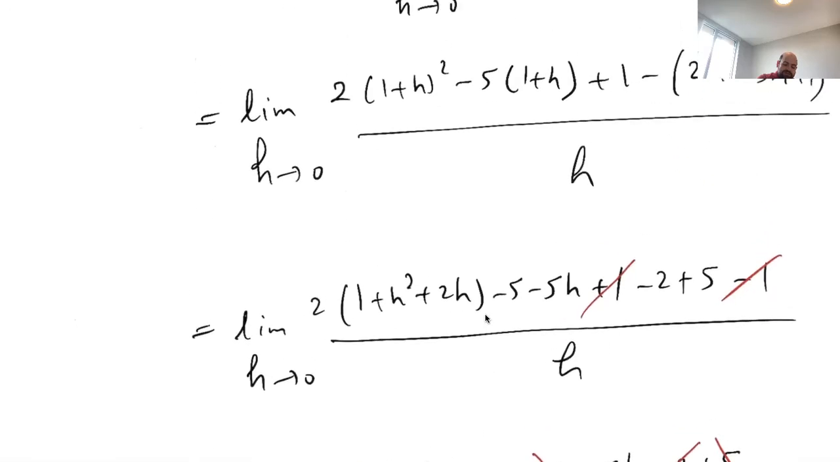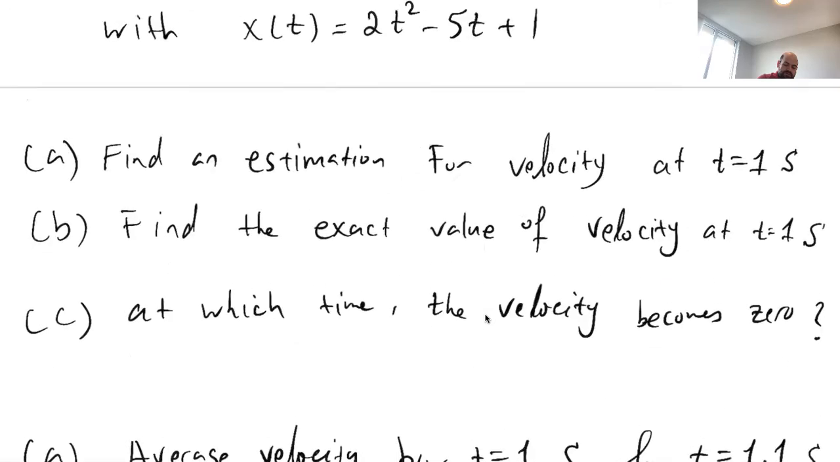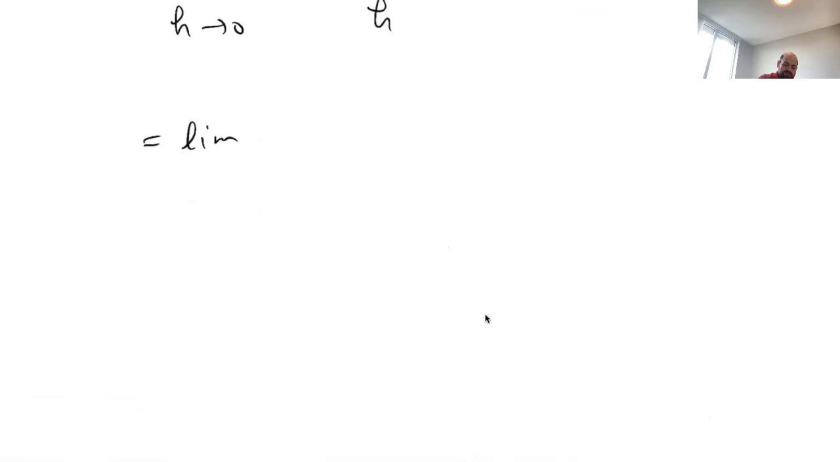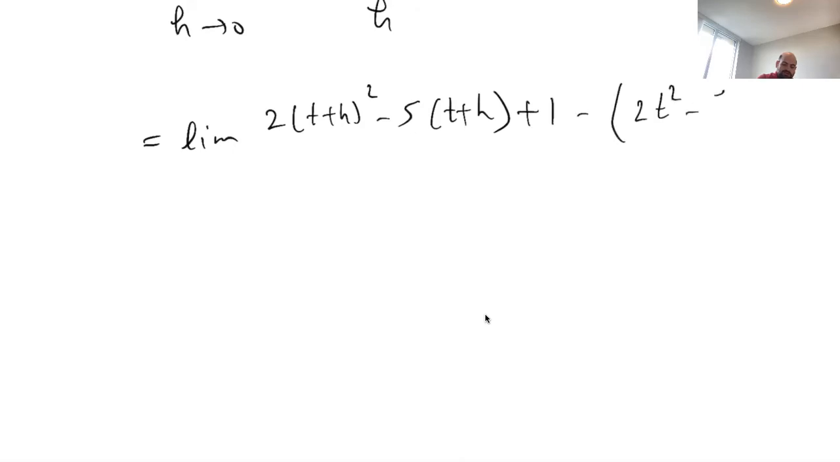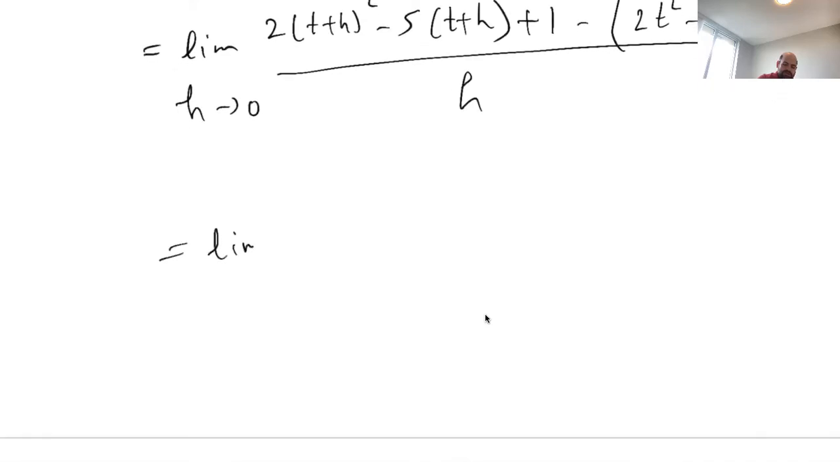Now what is x of t plus h? Again, we have to replace into the formula for t, 2t squared minus 5t plus 1. So 2 times (t plus h) squared minus 5 times (t plus h) plus 1, minus (2t squared minus 5t plus 1), divided by h, as h approaches 0. And then this is the limit.